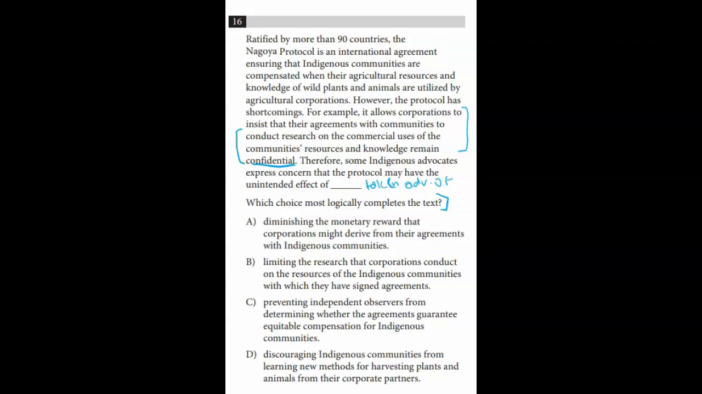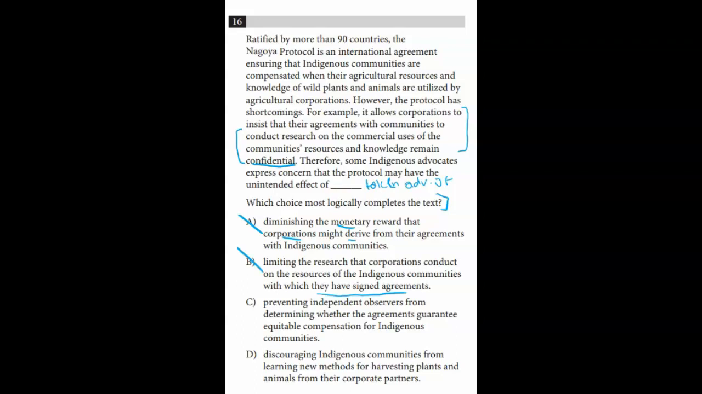That's what I think. Diminishing the monetary reward that corporations might derive from their agreements with it. No. I can see how this is tricky, but it's talking about the monetary reward that corporations are going to get. They're not worried about whether the corporations are going to make enough money in this agreement. A is wrong. B, limiting the research that corporations conduct on the resources of indigenous communities with which they have signed agreements. No, because the reason they signed the agreement is so they can actually probably have more research with those indigenous communities. So B's out.